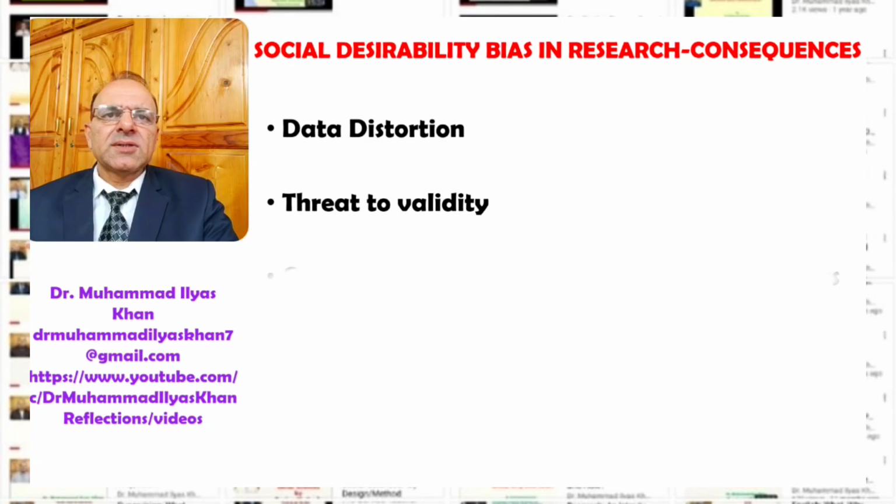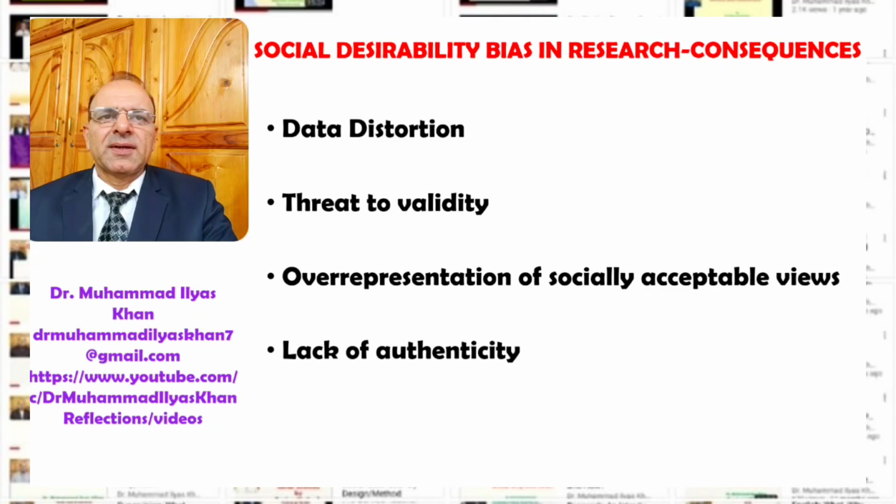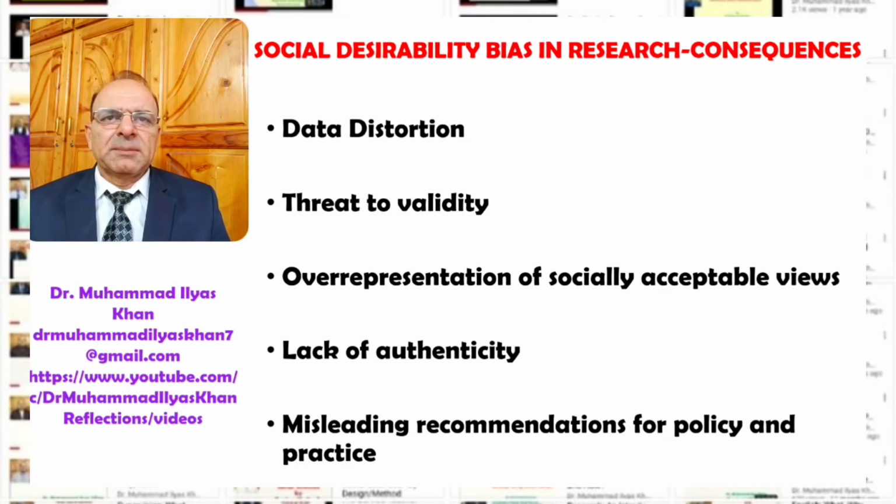Now, what are the consequences of social desirability bias in research? As we know, research is basically a process of searching for truth, finding truth, and remaining objective in the process of research. But because of the social desirability bias, the data the researchers get will be distorted, because the data will not be the true representative of the truth or the true representative of the actual perceptions of the participants.